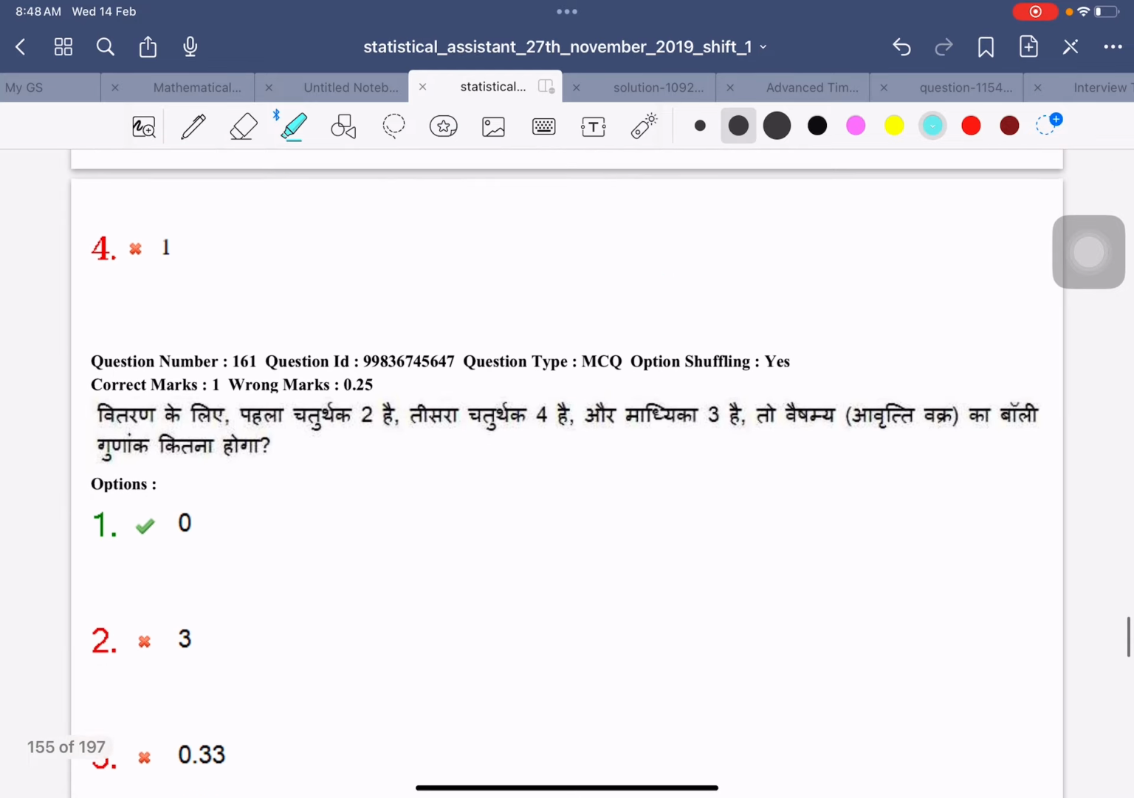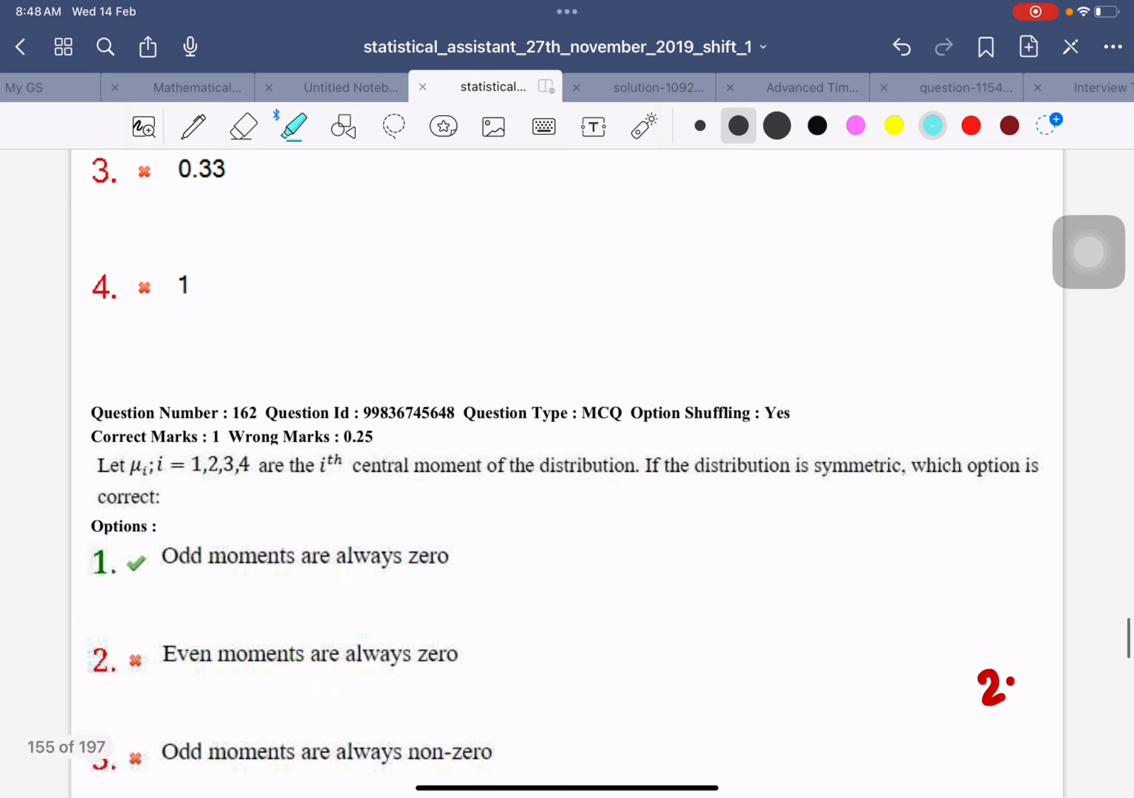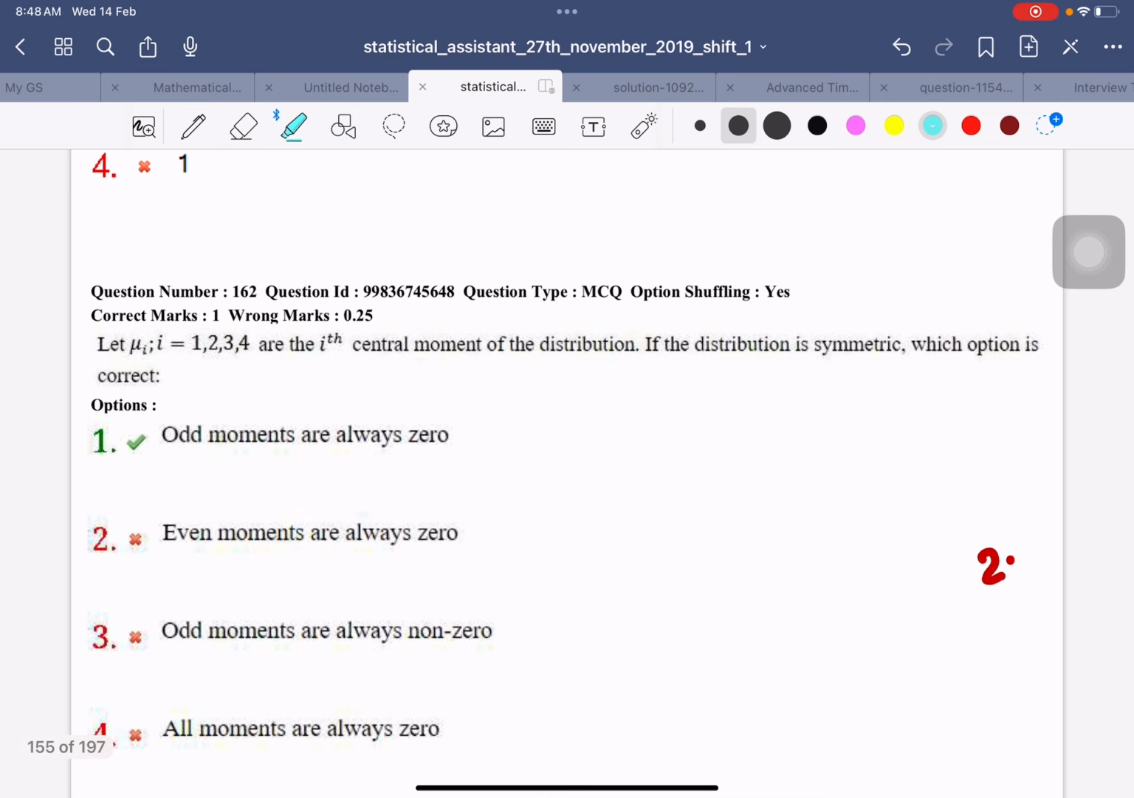Next question is, let mu i be the ith central moment of the distribution. If the distribution is symmetric, which option is correct? इनमें से हमें बताना है कि कौन सा ऑप्शन करेक्ट है. So central moment क्या होता है? This is called central moment. और हम इसको कैसे लिखते हैं? Integral from minus infinity to infinity of x bar n f(x) dx.